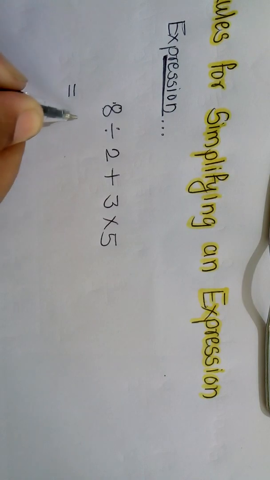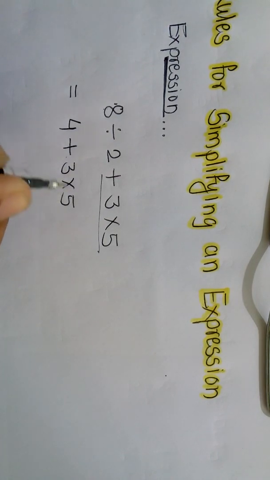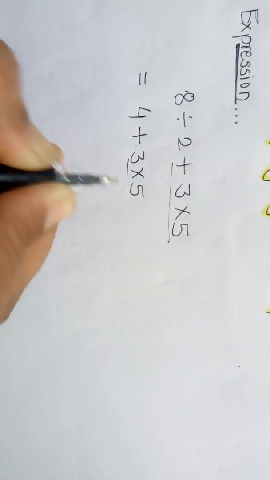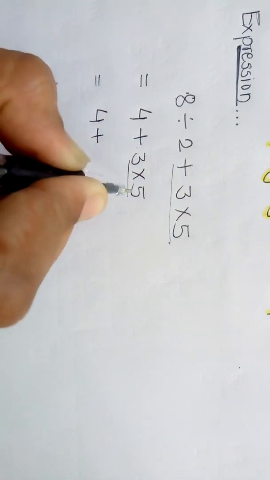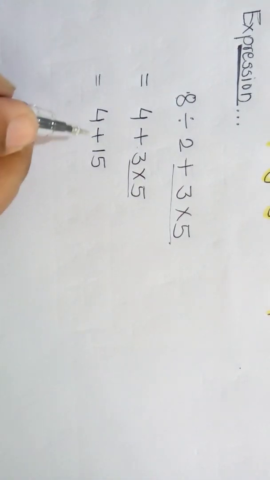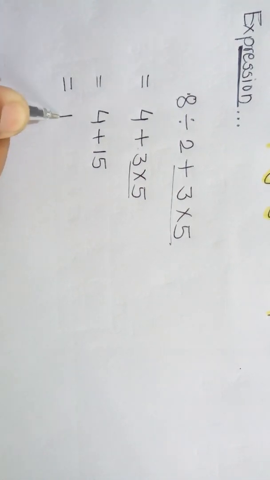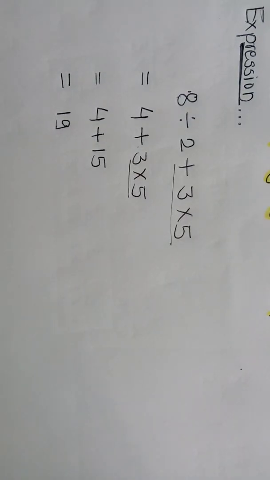Suppose here I do division: 8 divided by 2. 2 fours are 8, so the division is 4. Then I write the remaining expression as it is, plus 3 multiplied by 5. Now I will do the multiplication: 4 as it is, plus 5 threes are 15. Now addition: 15 plus 4 is 19. This is one method of solving the expression, and this is the correct method.